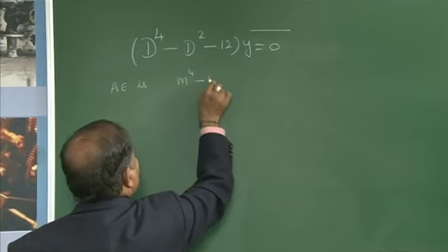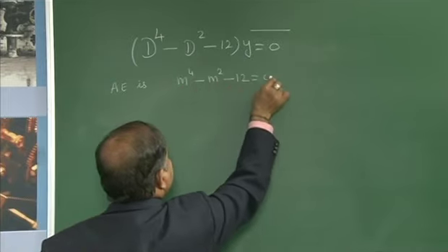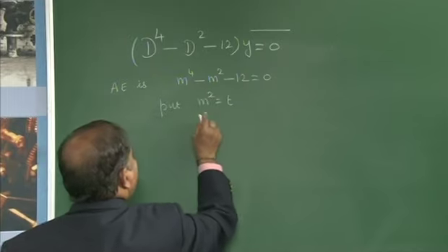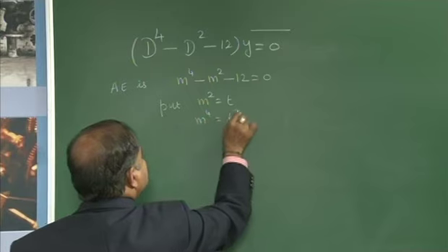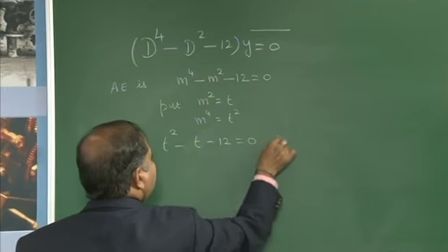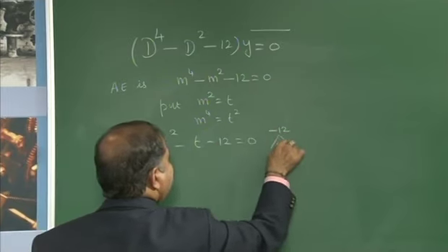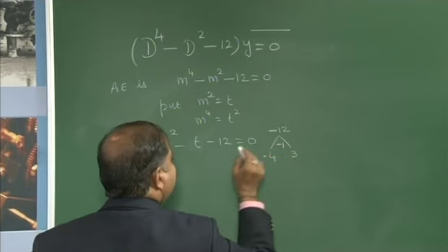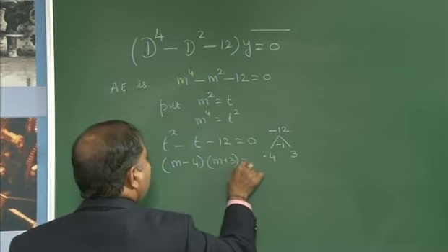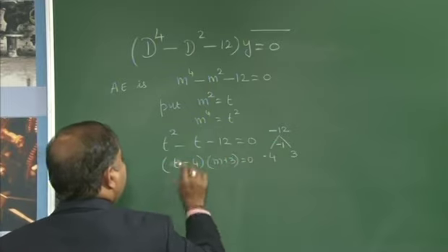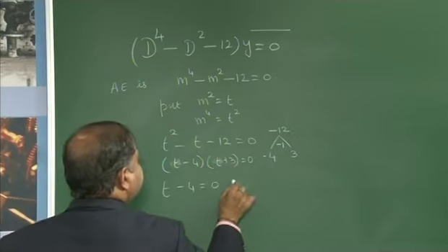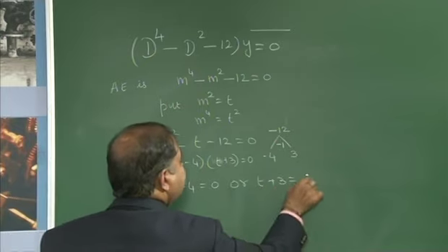So m power 4 minus m square minus 12, same thing, put m squared is equal to t. What happens to m power 4? T square. So t square minus t minus 12, factorize it: minus 12, minus 4 and 3, so t minus 4 into t plus 3. So t minus 4 is 0 or t plus 3 is 0.